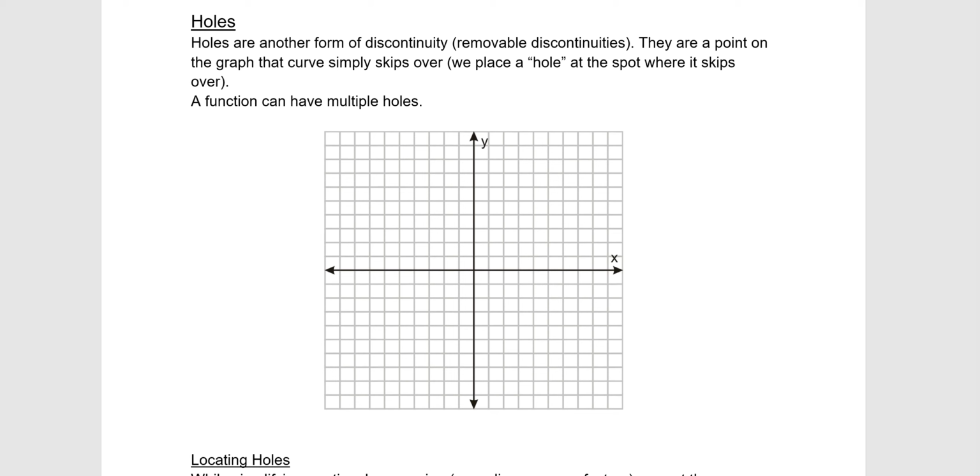And just like vertical asymptotes, a function can have multiple holes. So for example, on this graph right here, we'll say we have this function. Notice here there's a hole at x equals a. If there's a hole here, that means the function does not exist at that point. So that means f of a does not exist.